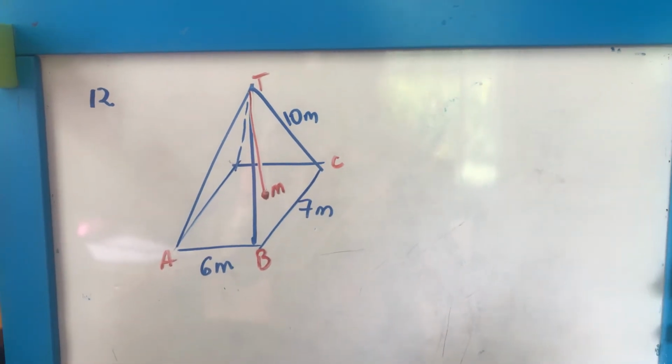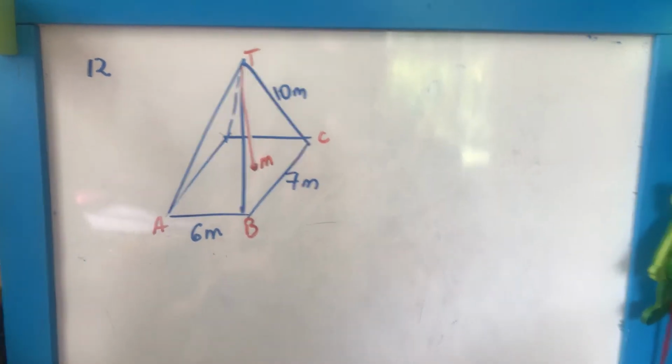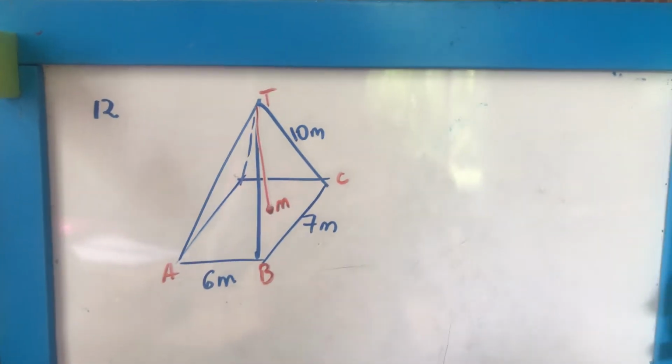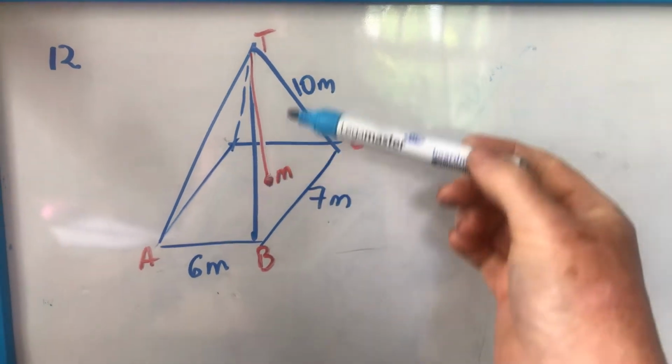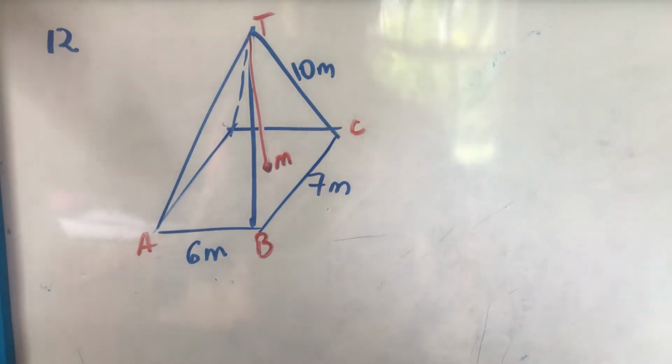Hello everybody, here's my 3D question I'm going to work through for you. How to look at a 3D shape and use Pythagoras in there. So this question asks us to find the height of the pyramid from T down the middle to M.